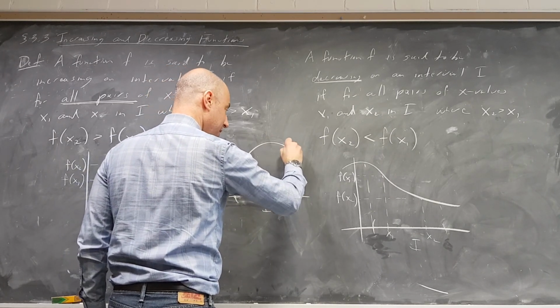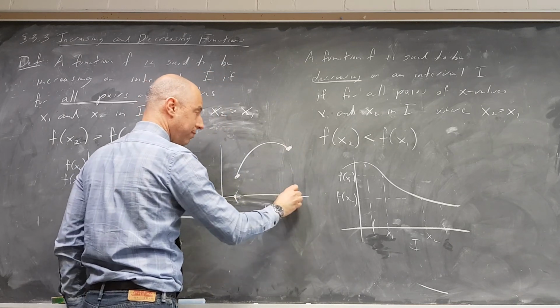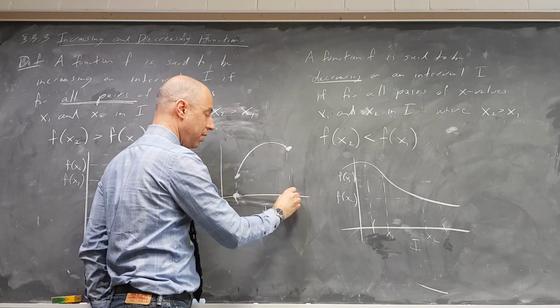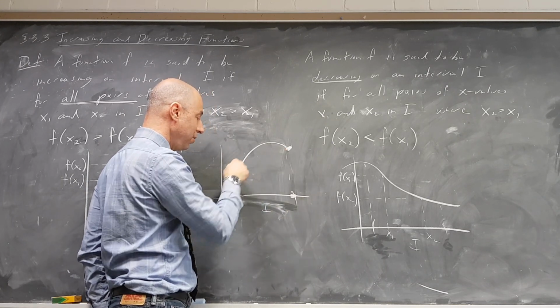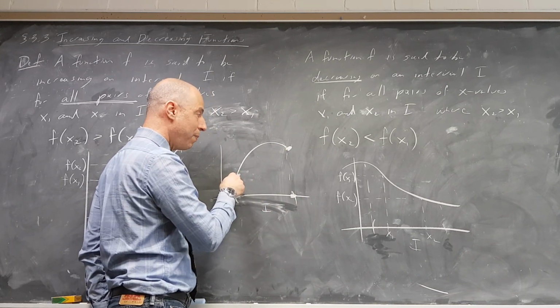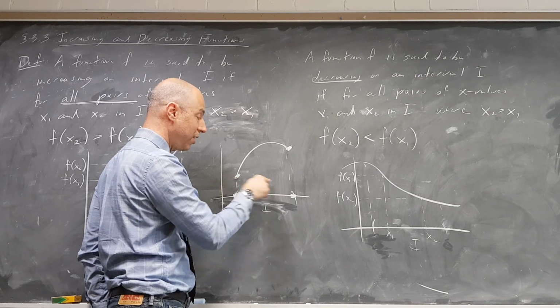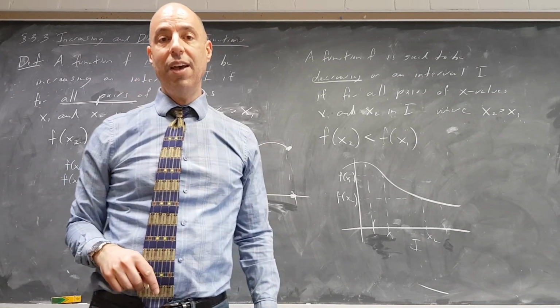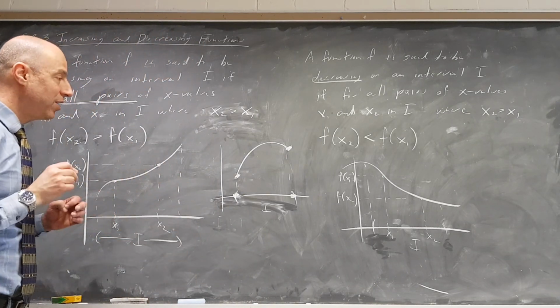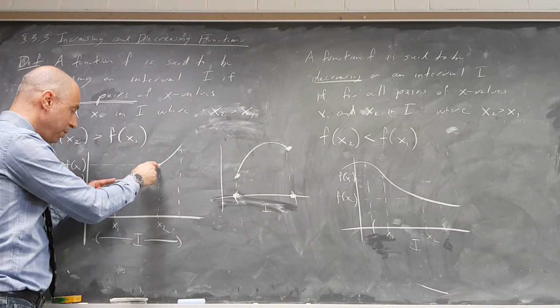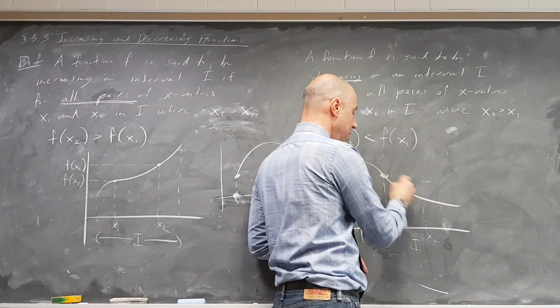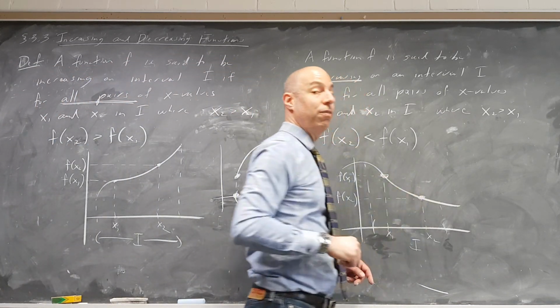comes down here. Well, the point on the right is certainly higher than the point on the left, but you couldn't say that this function is increasing on this interval. It increases for a while and then it decreases. It has to be for any pair of points. For increasing, the point on the right has to be the higher of the two, and for decreasing, the point on the right has to be the lower of the two.